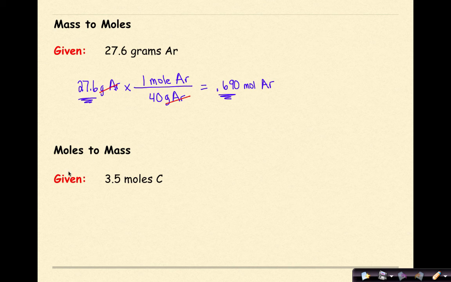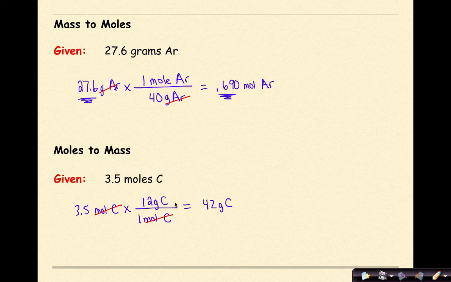Now let's go in the opposite direction, moles to mass. My given here is 3.5 moles of carbon. I want to get this to mass of carbon, so multiplication sign and a line. I know that 1 mole of anything, in this case carbon, will equal its atomic mass, so 12 grams of carbon on the top. Moles of carbon cancels moles of carbon, equal sign. 3.5 times 12 divided by 1 will give me 42 grams of carbon.